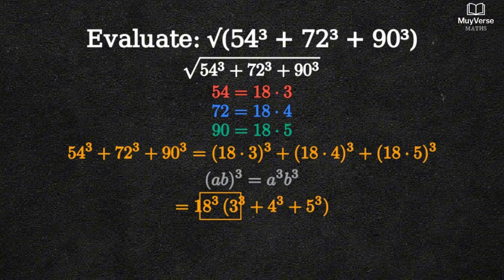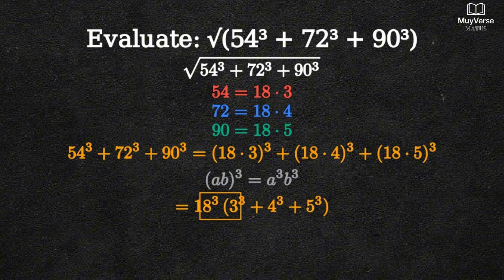Step 3. Compute the sum of cubes. 3 cubed is 27, 4 cubed is 64, and 5 cubed is 125. Adding them gives 216. 216 is 6 cubed, a perfect cube.